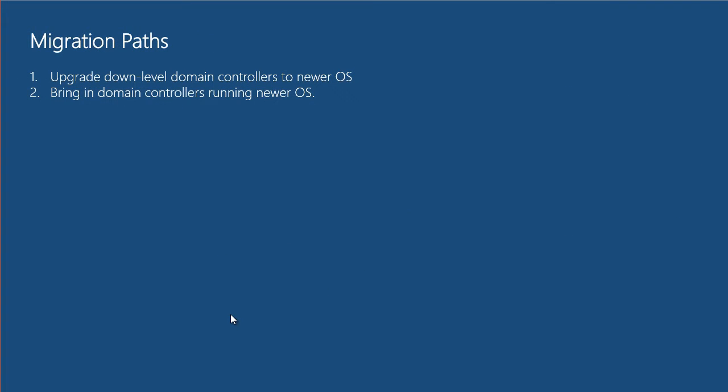Alright, the next thing that you have to decide is the migration paths. Now you can use two migration paths when it comes to upgrading your Active Directory Domain Services. The first path is, of course, you upgrade your down level domain controllers to a newer OS. And the second path is bring in domain controllers running a newer OS, which means you bring in Windows Server 2012 domain controllers into the environment and then move your FSMO roles from the older DCs to the new DCs, and then you retire your old DCs. This method is the most convenient way of upgrading your Active Directory Domain Services. And also in my demo environment, I'll be using this migration path to upgrade the Active Directory Domain Services.